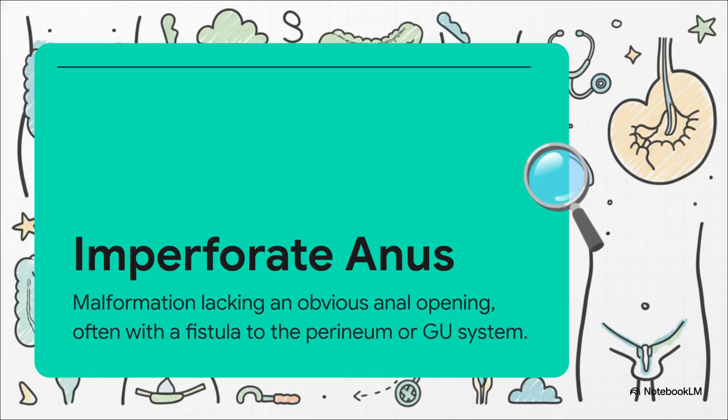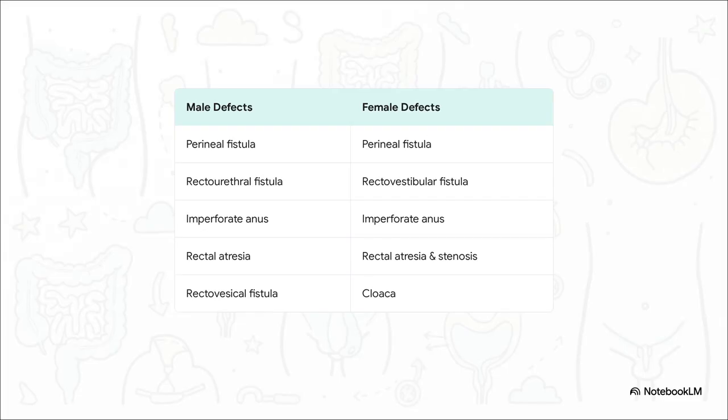And this detour is called a fistula. It's essentially an abnormal communication or tunnel that connects the end of the rectum to somewhere else entirely. That somewhere else could be the perineum, the vagina, or the male urethra. Because of these fistulas, an infant's first stool, the meconium, might take an alternate abnormal route out of the body. Now, because the anatomy is so vastly different, clinical teams actually categorize the chaos of these malformations strictly by gender.